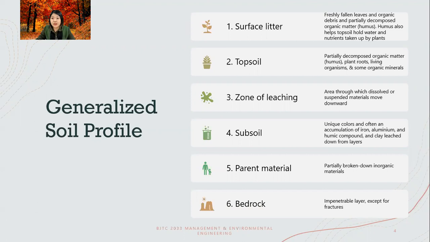Okay, so the surface litter is freshly fallen leaves, organic debris, and partially decomposed organic matter. It helps the topsoil to hold water and also the nutrients needed by the plants. And then the topsoil is where the organic matter, which is humus, has been biodegraded, so it has been changed into topsoil. Topsoil is usually black in color. When you would like to plant a tree, usually you will need to buy soil that is black in color. That one is the topsoil.